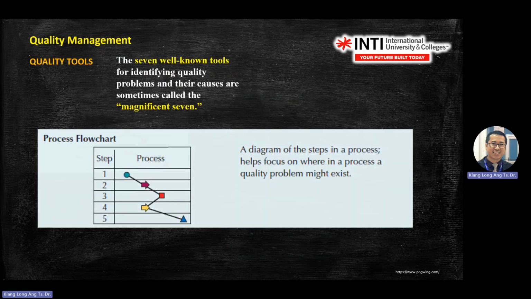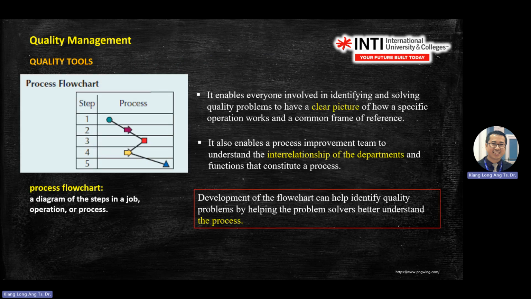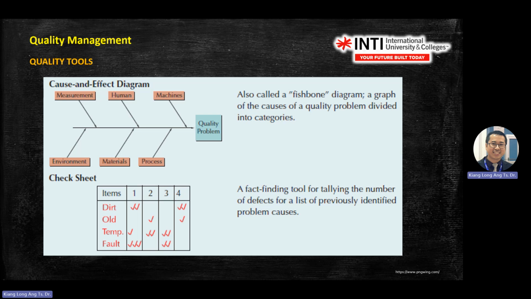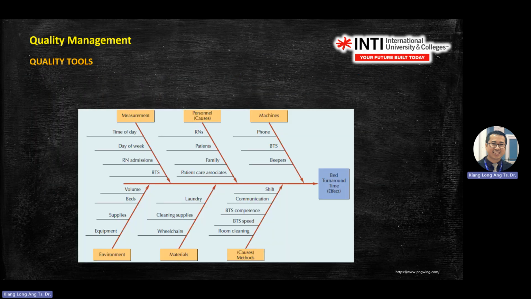Okay. Quality tools, what are the quality tools that you have to control the quality? You can use a process flowchart. This one you read. Fishbone diagram, or you call it cause and effect diagram. This one you usually use in a very complex manufacturing process. Checklist is usual. This one you read.